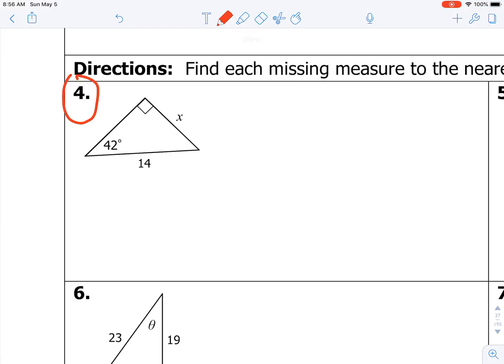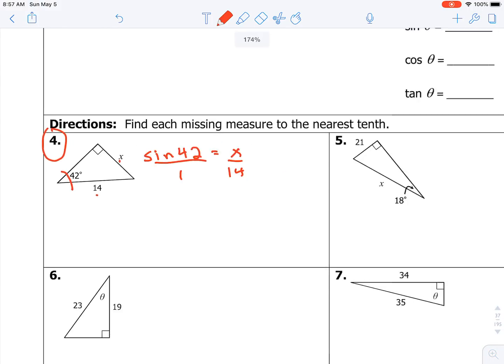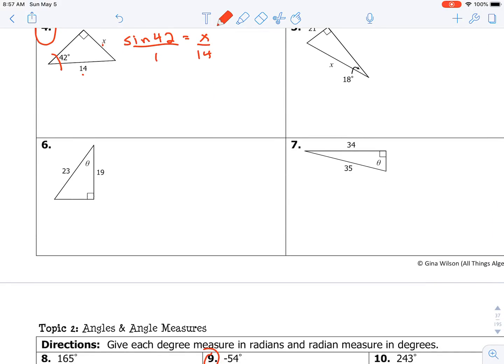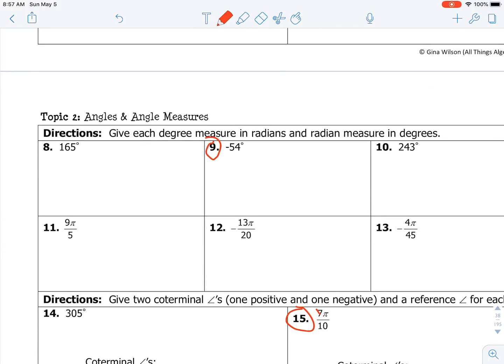I saw some people use law of sines on this. That takes too long, but gets you the right answer. What I would do is just use basic trigonometry, like the stuff I taught you last year. So from 42, x is the opposite, and 14 is the hypotenuse. So sine 42 equals x over 14. Cross multiply and solve. 5, 6, and 7 work the same way.